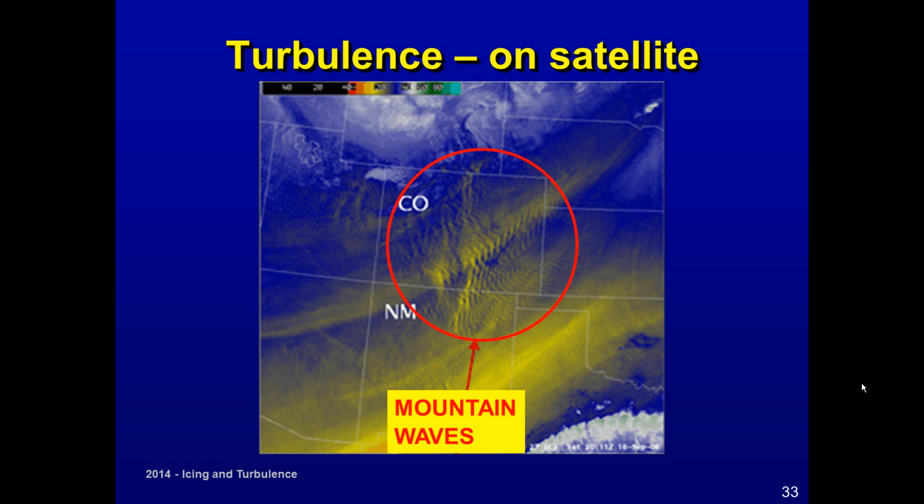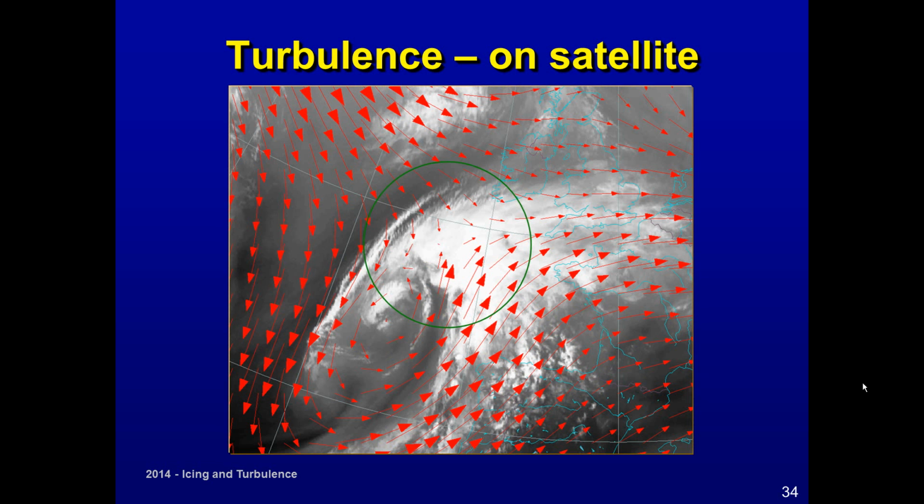These herringbone patterns can also be seen in relation to mountain wave activity. Here's a picture over Colorado and New Mexico, with wave clouds being produced downwind of the mountains. Transverse bands can also appear as scallops on the edge of cirrus shields.